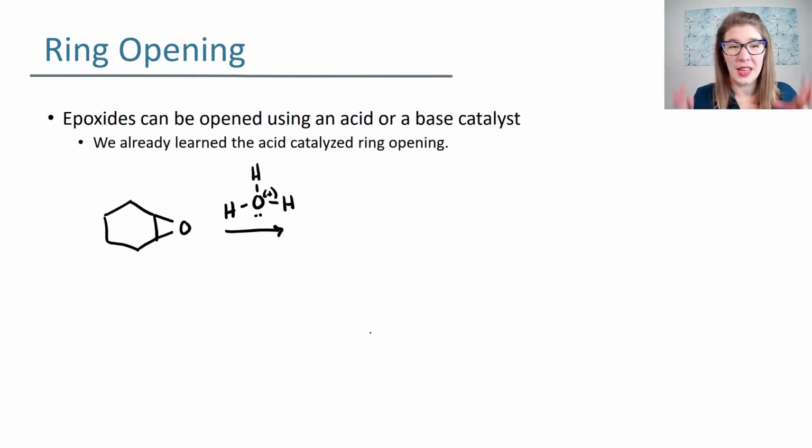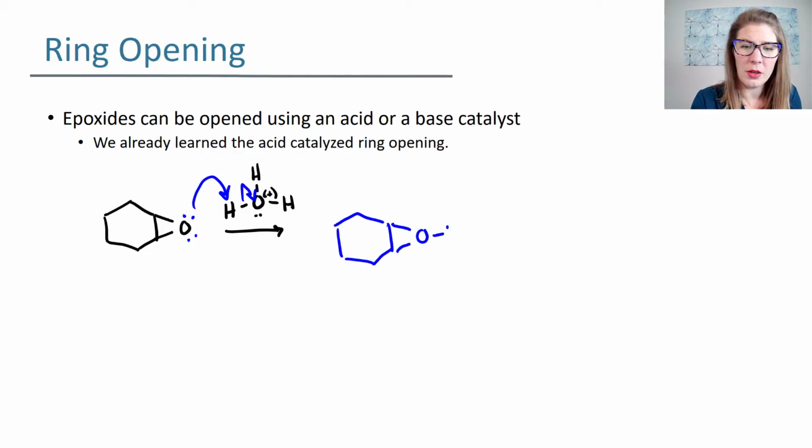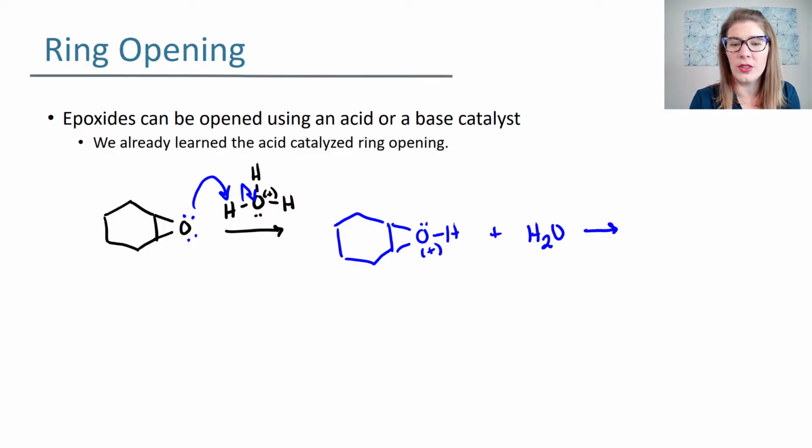This is what I'm talking about. MCPBA made this epoxide, and then this epoxide, also called an oxirane, is then opened with an acid catalyst. So what will occur is your electrons on the oxygen of your epoxide are going to come over and pull off a proton. When they do this, now you have a protonated oxygen here. So your water, which is a weaker nucleophile, has the ability to come in and attack from the opposite side.